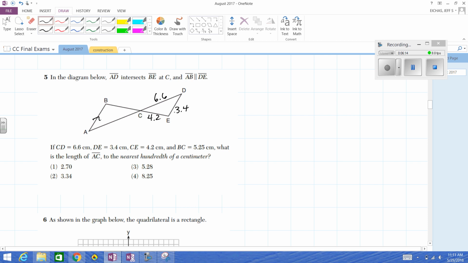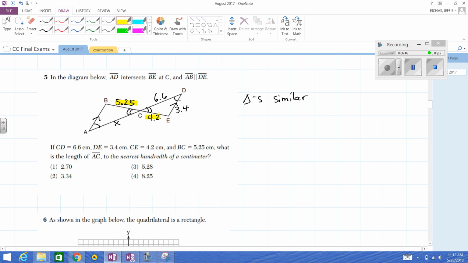AB parallel. Okay, these triangles are going to be similar, by alternate interior angles and vertical angles. All right, let's see. Length of AC, that's going to be X. And, okay, they do give us BC is 5.25. So, let's make sure that we identify what the corresponding sides are. Okay, so I'll highlight. Hopefully you guys do this too.